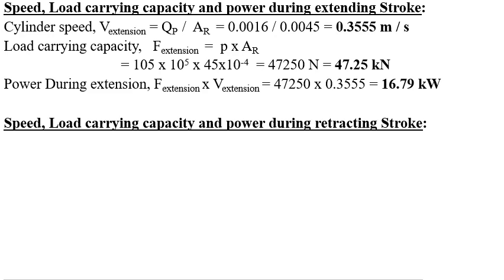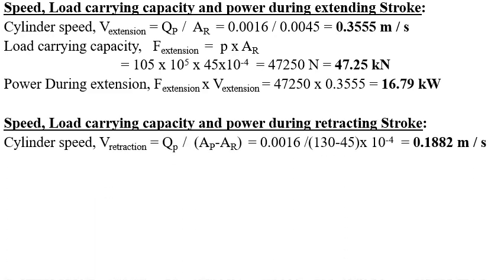Now we'll move on to second sub question, speed, load carrying capacity and power during a retracting stroke. Here the cylinder speed during retraction, V retraction equal to pump flow rate dividing by annulus area. Substitute the values, 0.0016 dividing by 130 minus 45 into 10 to the power of minus 4. Simplify this, we will get 0.1882 meter per second. Velocity or speed during retraction, that is 0.1882 meter per second.